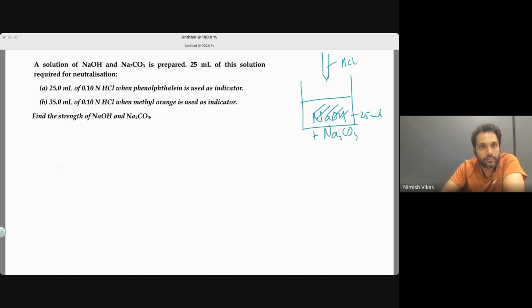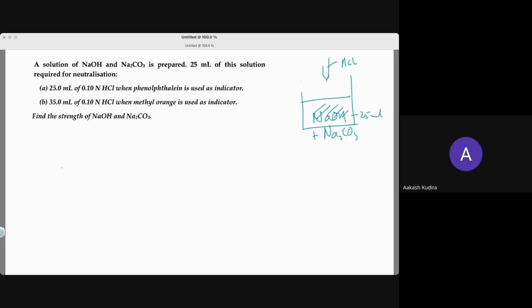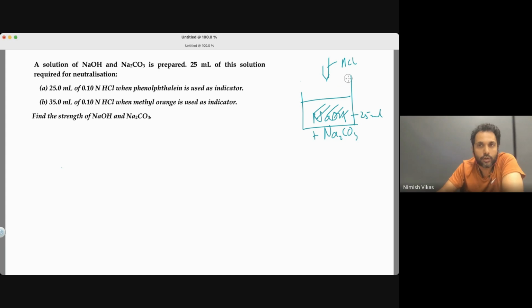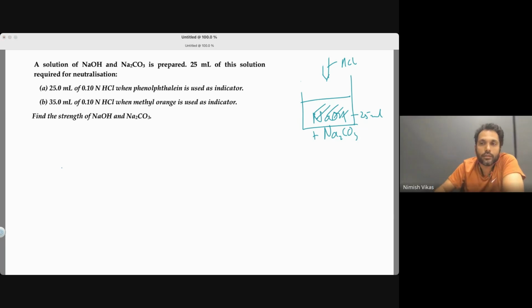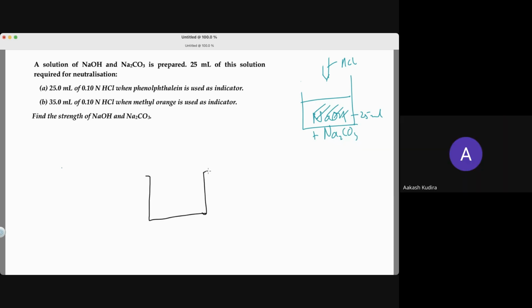Can you explain this question once again? Tell me what you have understood of the question. Sir, what I've understood from the question is that these two things, NaOH and Na2CO3, will not react. I mean, that's all I've understood.